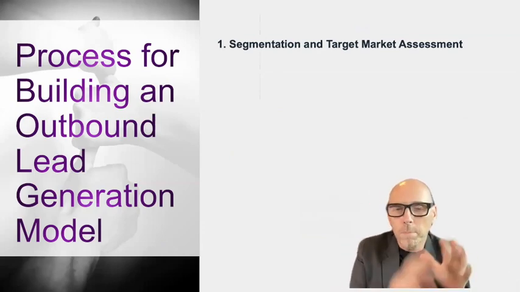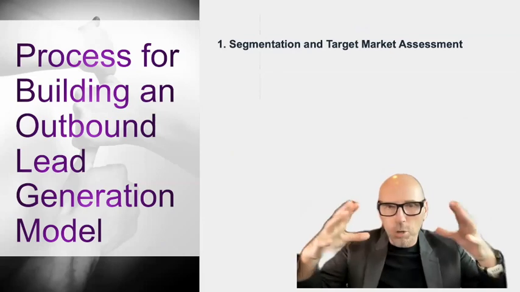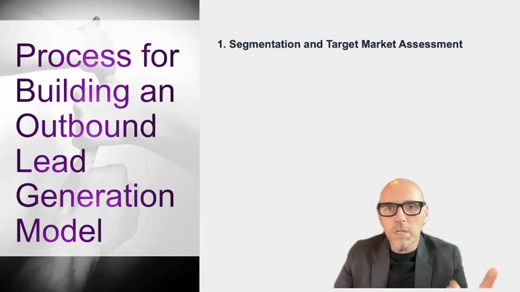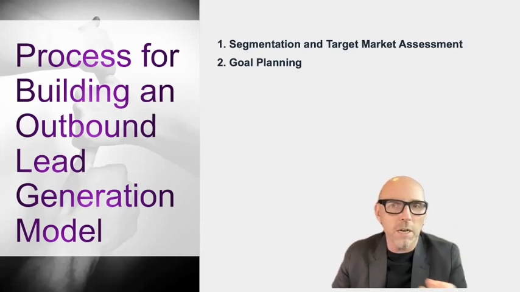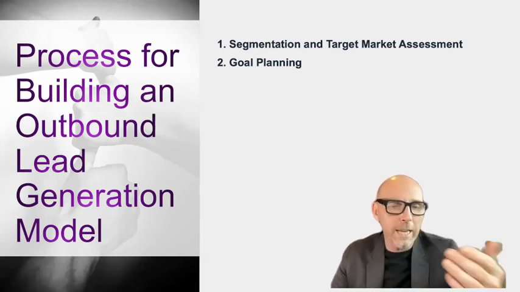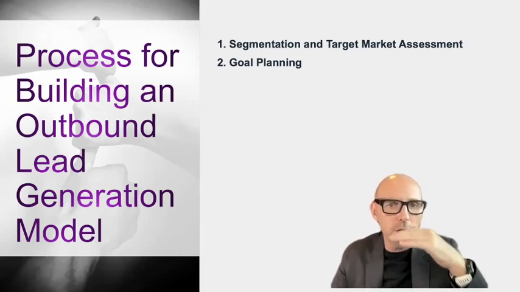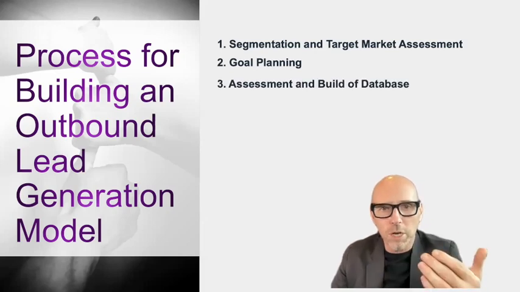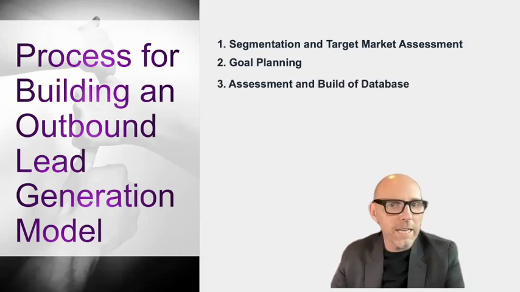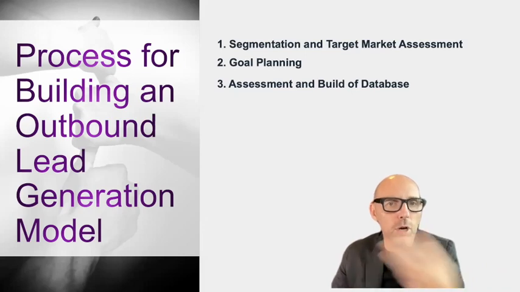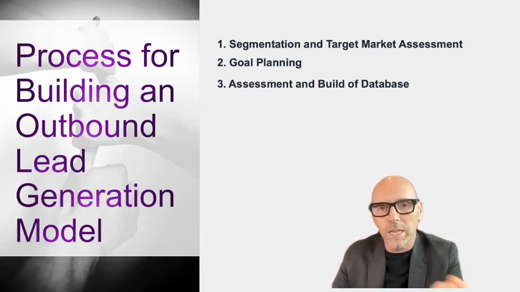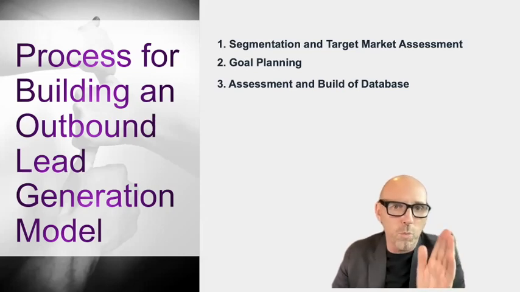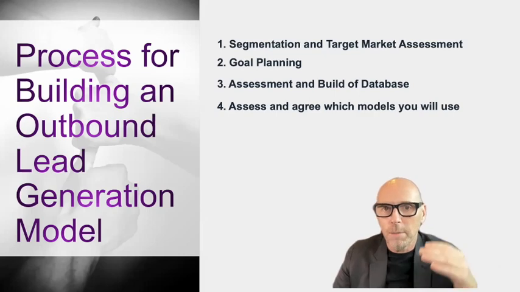So the process for building a model and looking at it as a whole: first of all, you need to do your segmentation, your target market piece. If you don't know your segmentation and target market, you've got a problem. Goal planning: you need to know your numbers, your ratios, what you're trying to achieve. You have to have an assessment and build of your databases. If you don't have good databases and you're not managing them through CRM the right way, this will not work. And that's why most outbound lead generation campaigns don't work.